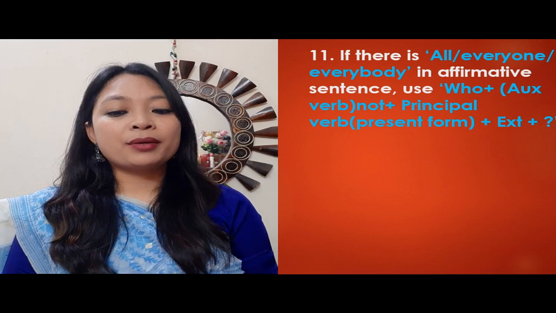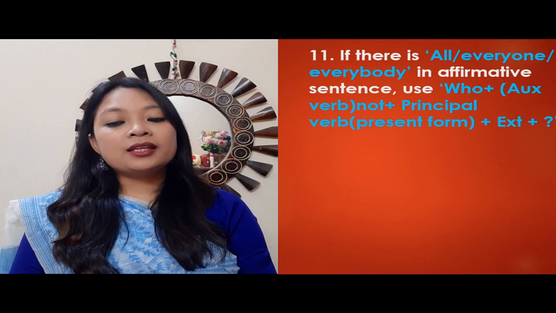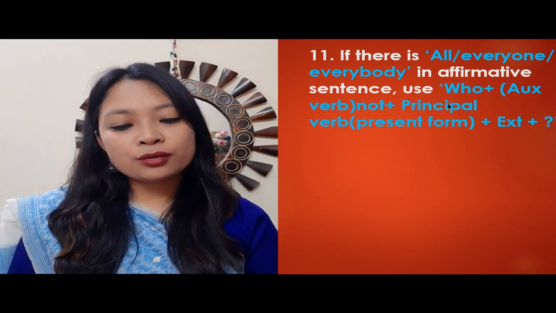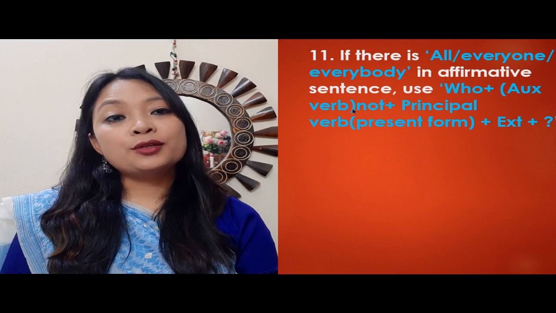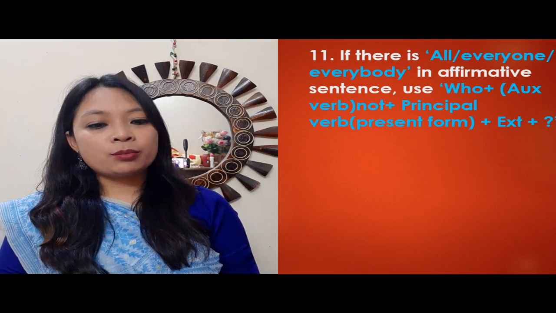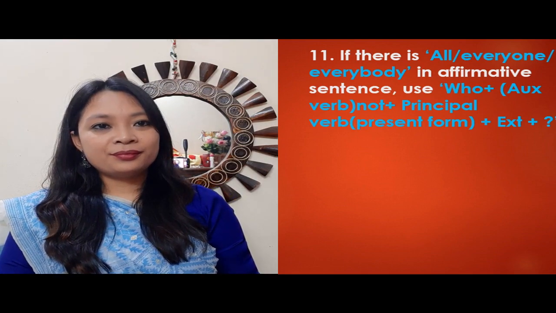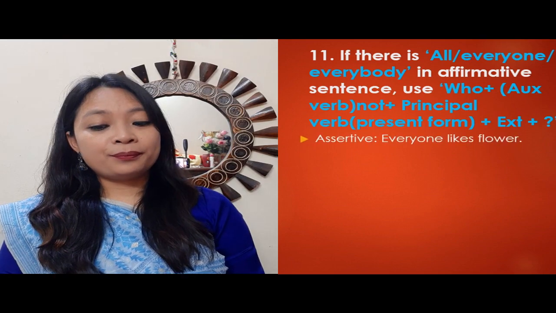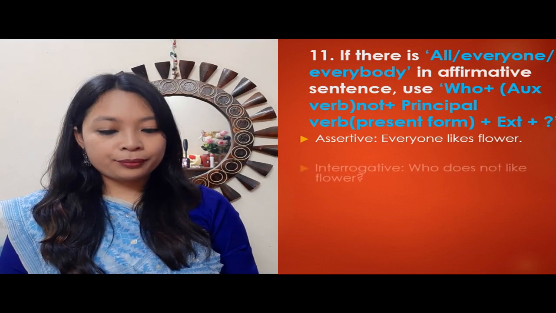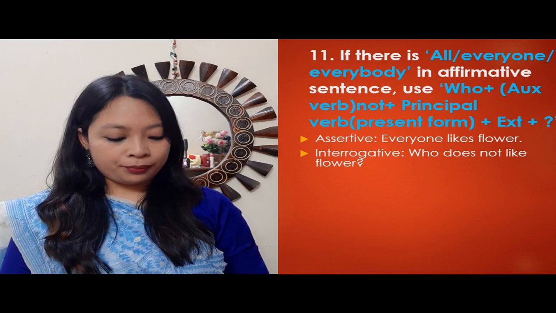Okay, the last one, number 11. If there is all or everyone or everybody in an affirmative sentence, follow this structure. So what is the structure? Who plus auxiliary verb, then use not, and after that write down the present form of the principal verb, and then extension, then give the note of interrogation. Check the example. Everyone likes flower. Who doesn't like flower?